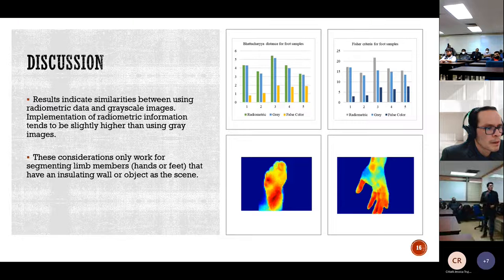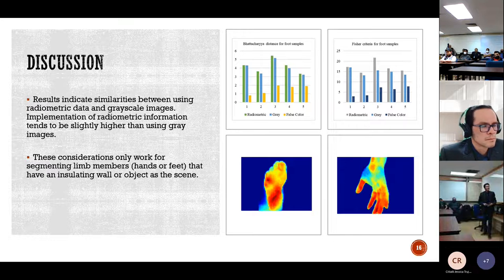So, discussion, what's next? The results are very similar whether we use radiometric information or a grayscale image. And of course, naturally we will ask, so what's the difference? We can see that radiometric data has a slightly better performance because of the nature of the data. Remember that the sensor retrieves 14-bit resolution values, whereas in a grayscale image we have 8-bit values, I mean 255 different values. So that's the reason that using radiometric information performs better than using a grayscale image.